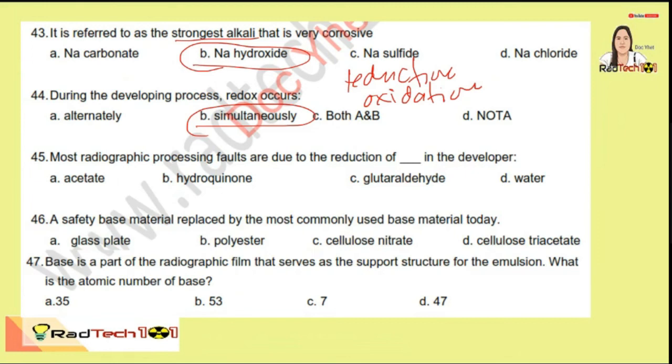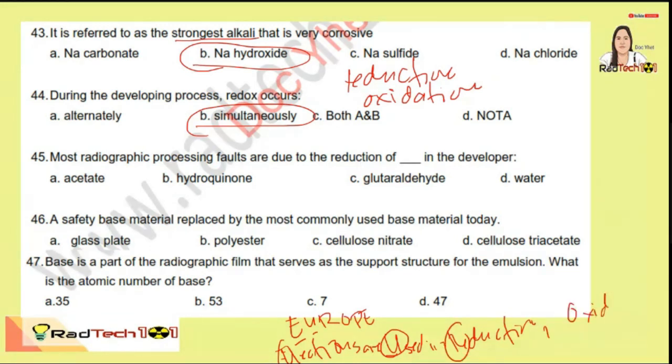So, actually, we have the acronym EUROP, if you can remember in your discussion sa image production and evaluation. So, EUROP stands for electrons used in reduction. So E, U, R, then oxidation produces electrons. So during processing, nangyayari ang redox or ang reduction oxidation. During reduction, gumagamit siya ng electrons, and during oxidation, nagpo-produce siya ng electrons. So they happen at the same time ha, ang redox.